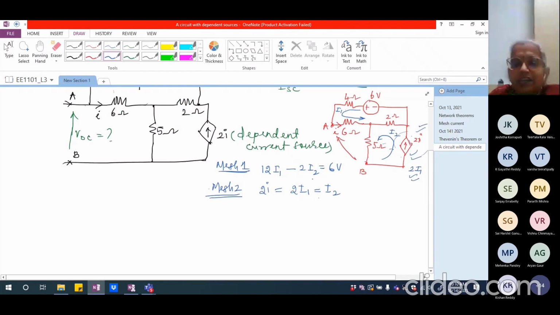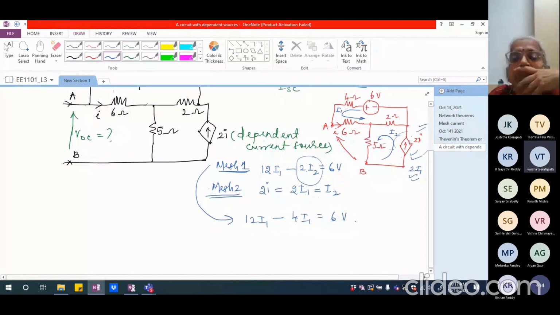So this equation becomes pretty simple in terms of substituting. I can write 2I1 is equal to I2. So this becomes 4I1, which is equal to 6 volts.